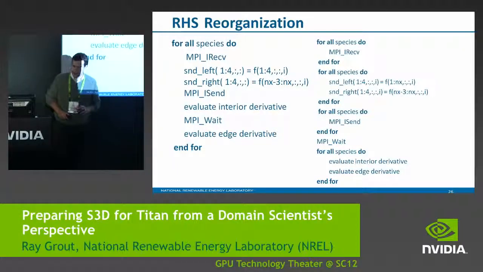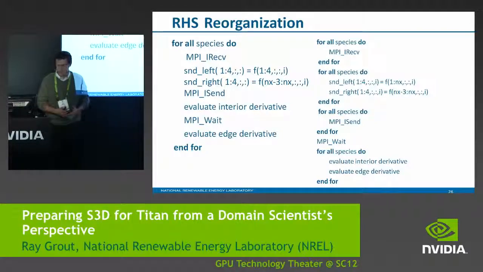I'll just give you a flavor for some of the reorganization we did. As is typical in the original S3D code, it's a lot of loops. This is a loop over all of the species, where the strategy for hiding communication was to initiate sends and then do calculation on the interior of the local domain, then wait for the communication to finish and evaluate the points on the edge that needed the halo data. And that has been fairly effective up until now.